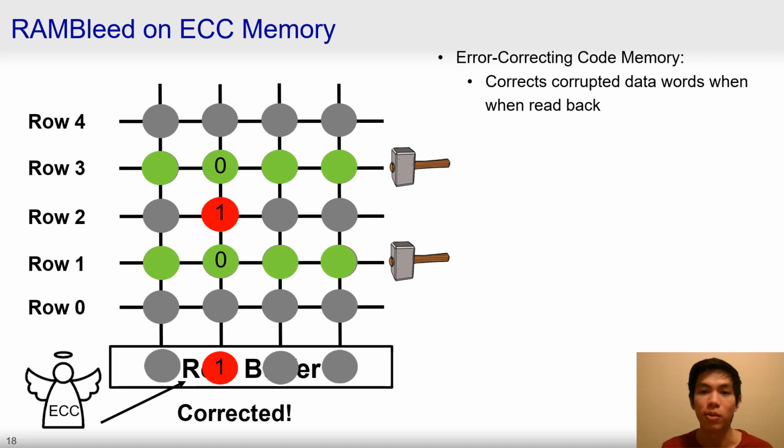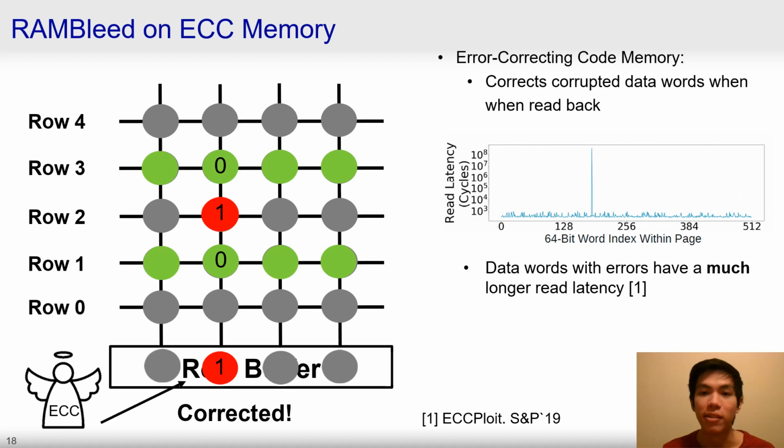This is not actually the case, however, as ECCploit from SP19 made the observation that data words with errors have a much longer read latency. This is due to the synchronous nature of the ECC mechanism, where multiple levels of software must execute before the value for the read is returned. Here you can see latency spikes 5 orders of magnitude larger than average. This means that an unprivileged user process can easily detect when a bit has flipped by simply timing read latencies.